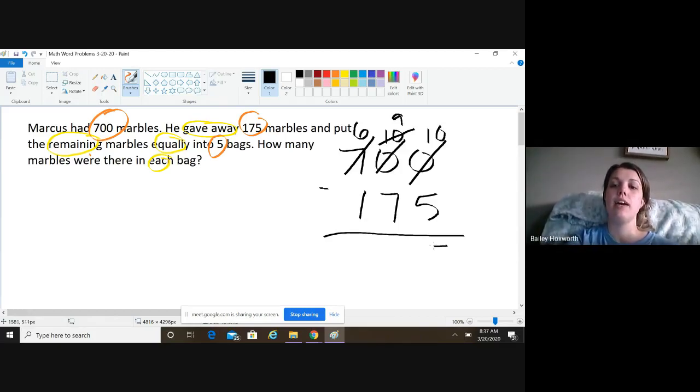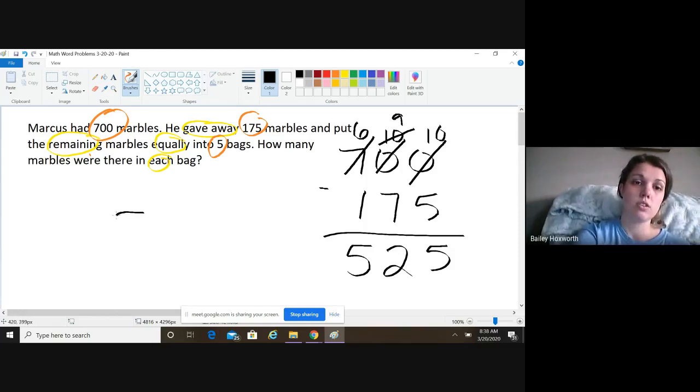10 minus 5 is 5. 9 minus 7 is 2. 6 minus 1 is 5. So he has 525 marbles now, and he wants to put them equally into 5 bags. Well, we said that meant divide. So 525 divided by 5.